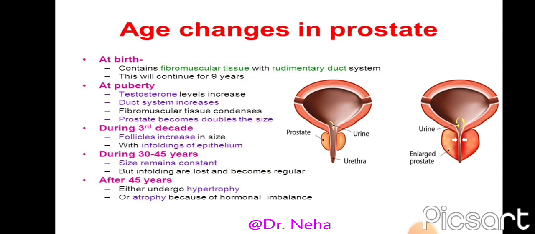At birth, prostate contains fibromuscular tissue and rudimentary duct system, and this will continue up to 9 years. At puberty, testosterone level increases, duct system increases, fibromuscular tissue condenses, and prostate becomes double the size. During third decade of life, follicles increase in size within foldings of epithelium and during 30 to 45 years, size remains constant but the enfoldings are lost and becomes regular. After 45 years, they either undergo hypertrophy or atrophy because of hormonal imbalances.